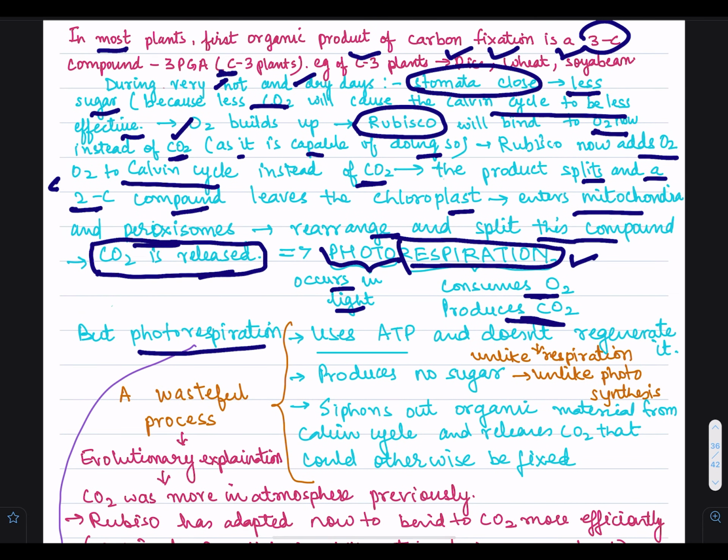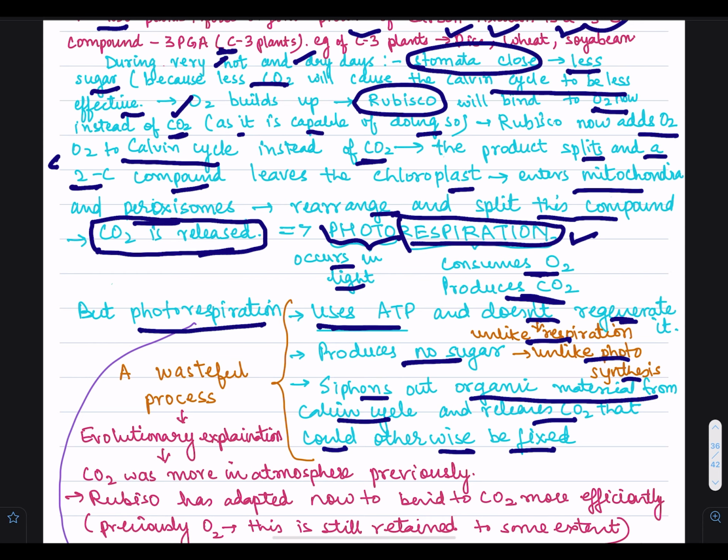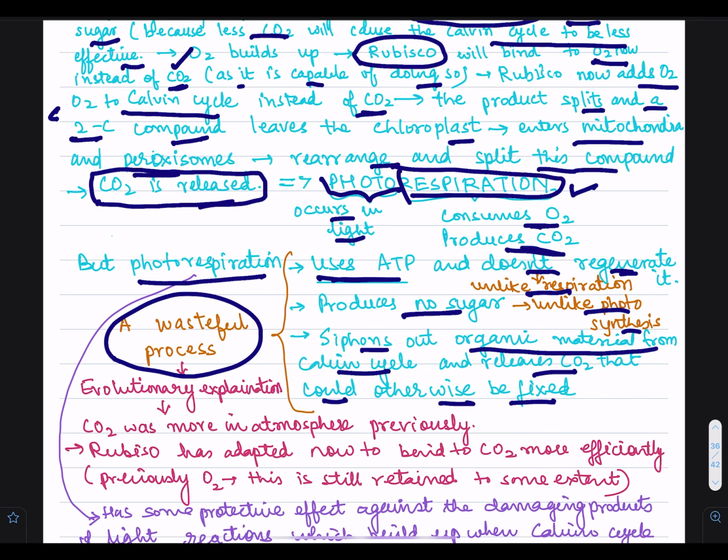Now this photorespiration has some typical features. It uses ATP and doesn't regenerate it, while normal respiration does not do this. This feature is unlike respiration. It will produce no sugar, which is unlike photosynthesis. It is siphoning out organic material from the Calvin cycle and releasing carbon dioxide that could otherwise be fixed. So, it is a wasteful process.